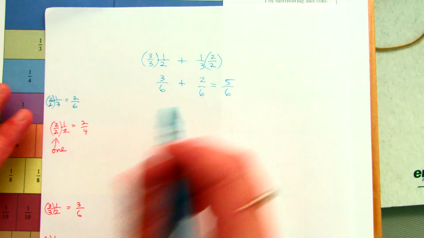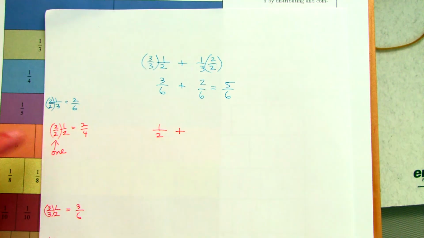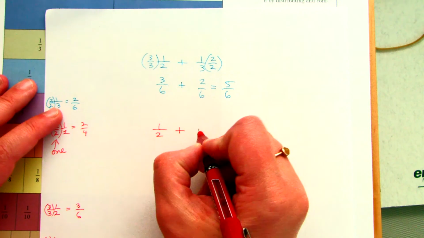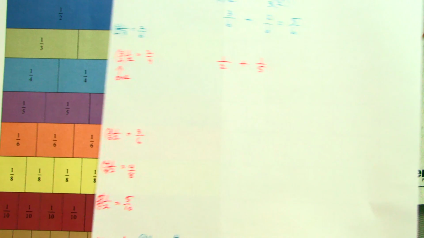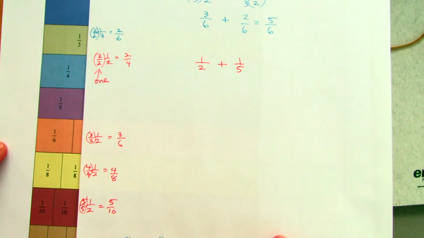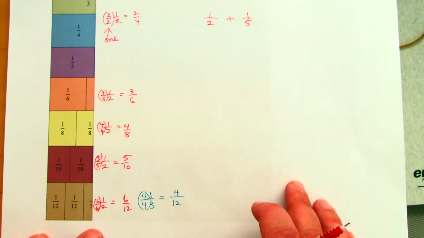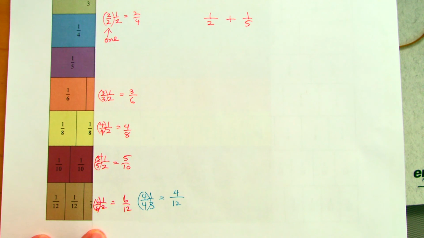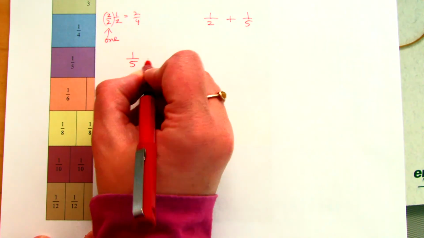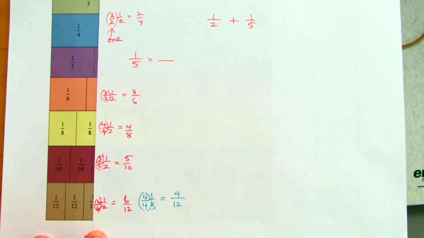Okay, let's try another example. Let's say I'm going to add 1/2 plus 1/5. Okay, so I line up my half. I have all these options for halves. Now let's go to 1/5. What can we make 1/5 into? Which one of these denominators does it go into evenly? So you want to make the denominator 5 into a number that you can also make the denominator 2 into.